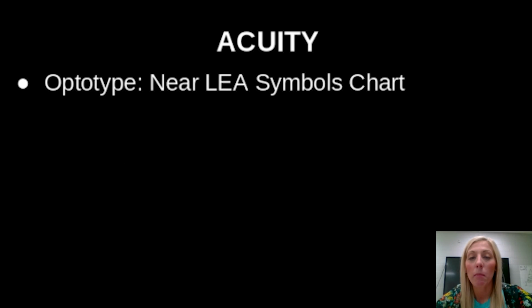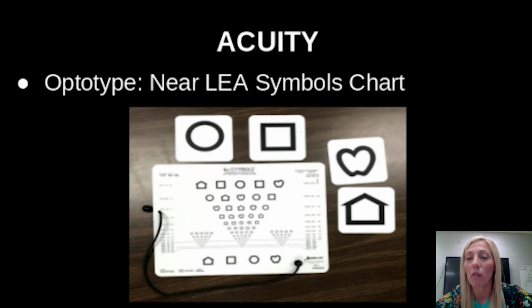It comes with the matching four symbols of what the student would be seeing on the chart. So if you have a student with communication issues or more of our low incidence population, sometimes they cannot express this is a house, this is a square, etc. So they can actually point to those cards or they can hold them up. And that way you can still get a near acuity another way if speech is a concern.